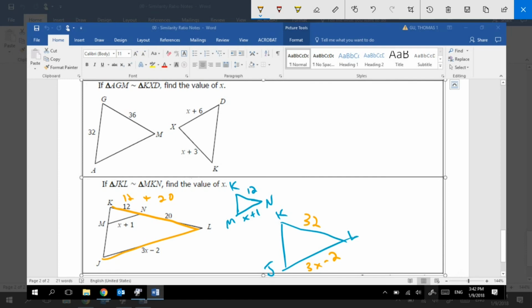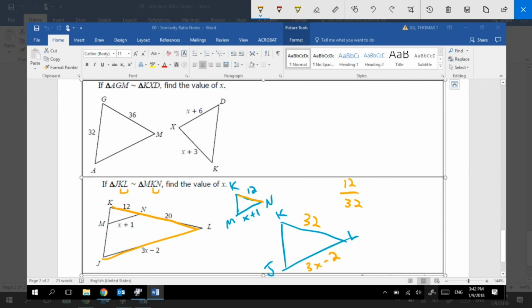Okay, so now we're going to write a similarity ratio to solve for our X. So look at our two similar triangles right here. We've got KN. KN is right here. And that's similar to which side? That's similar to side KL. So let's write that similarity ratio: 12 over, what's KL? It's 32. We can see our numbers are right here and right here.